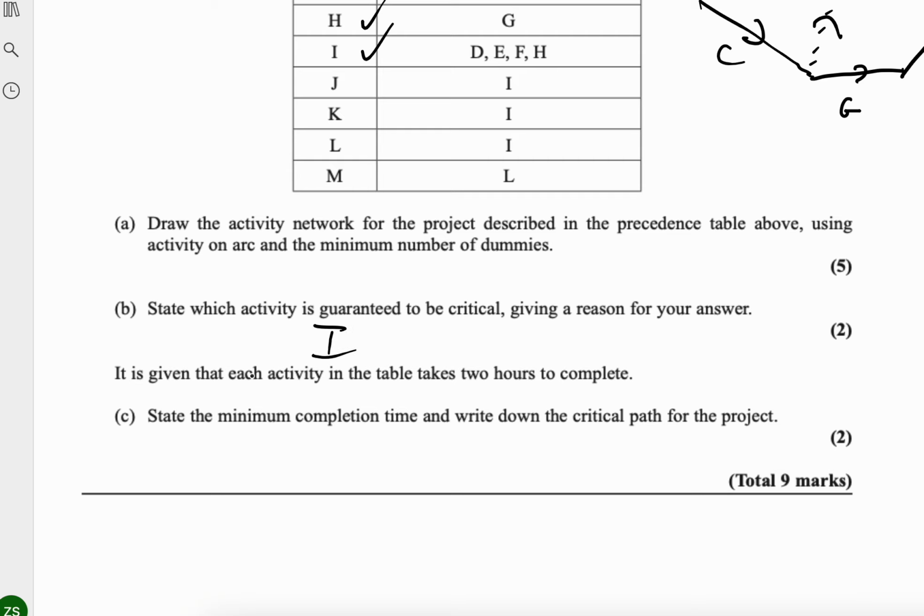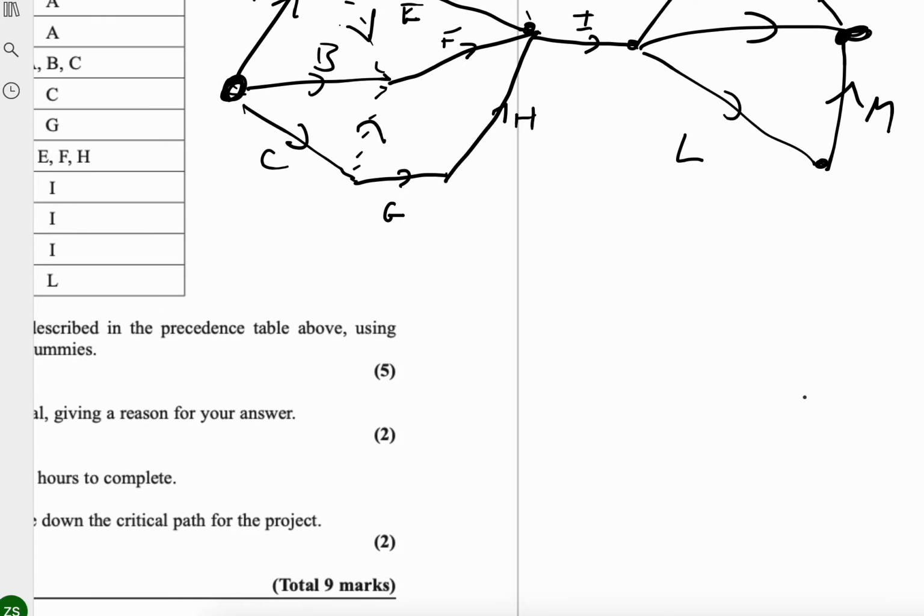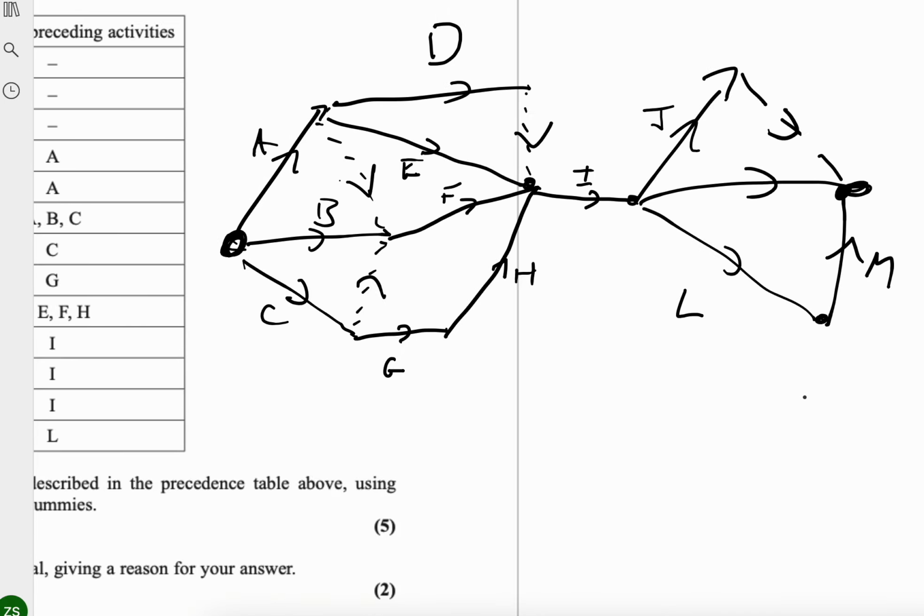It is given that each activity takes 2 hours to complete, so you're going to be looking at that. State the minimum completion time. So do you want to find the shortest path or the longest path? What's the question again? Every activity takes 2 hours. Yes. Do you want the shortest path or the longest path?